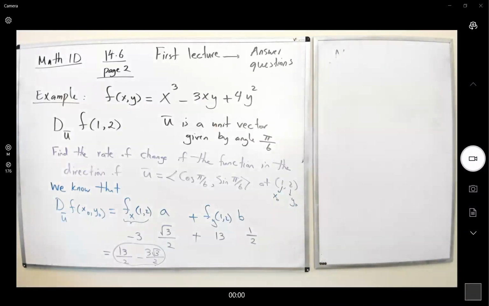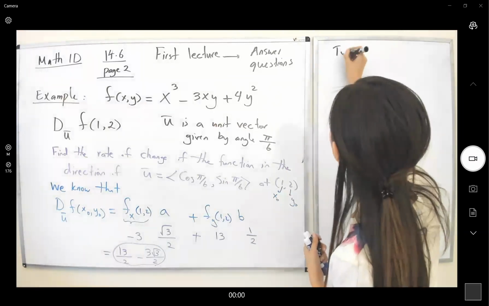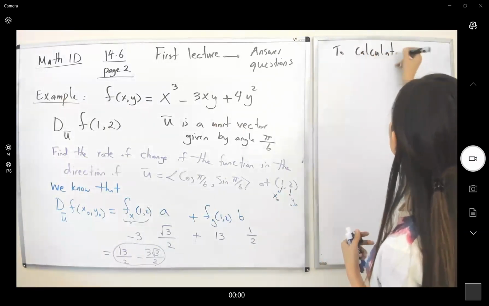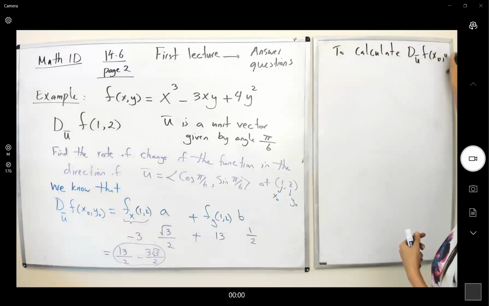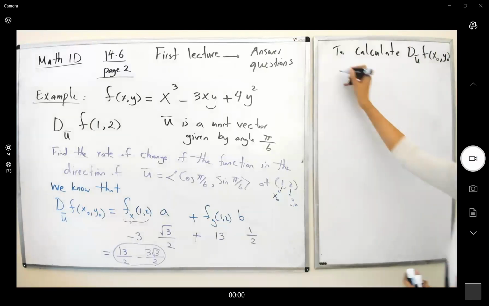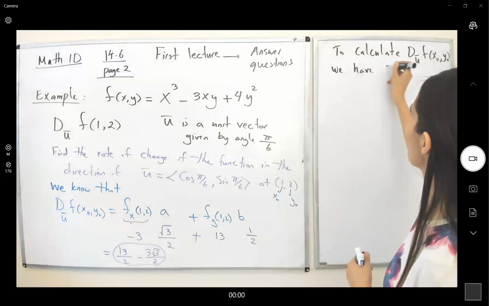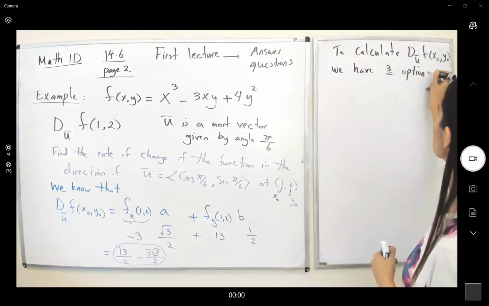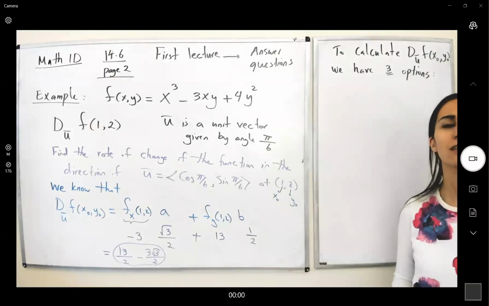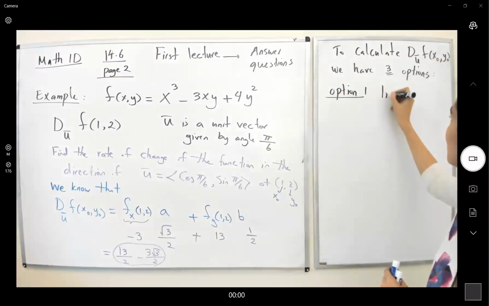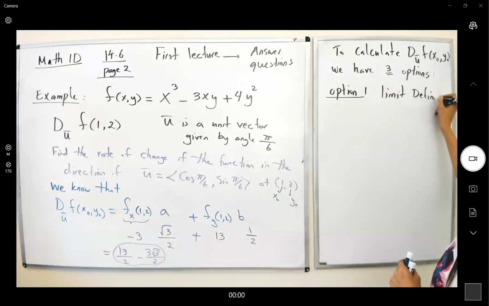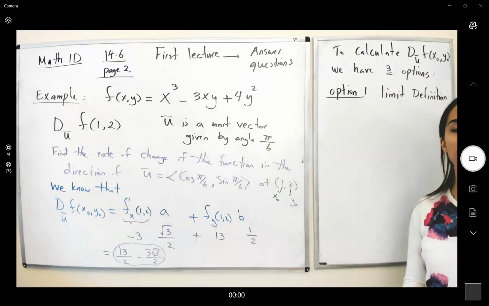So, to calculate the directional derivative of function f in the direction of u at the point x sub 0, y sub 0, we have 3 options. The first option is using the limit definition. Option 1, limit definition.